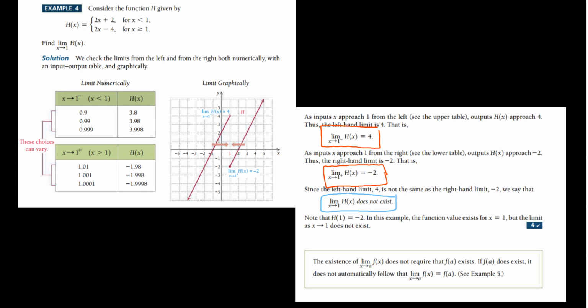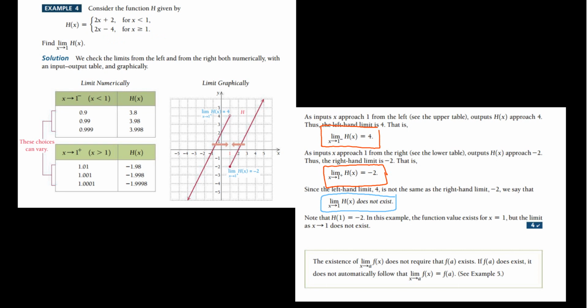And of course h of 1 has that solution because if you recall from your piecewise functions, if x is 1, we'd be using this equation, because 1 is greater than or equal to 1. And if we plugged in a 1, we would end up getting negative 2. 2 times 1 is 2, minus 4 is negative 2. So again, you can't just evaluate at that value. You have to do the left-hand limit, and you have to do the right-hand limit.